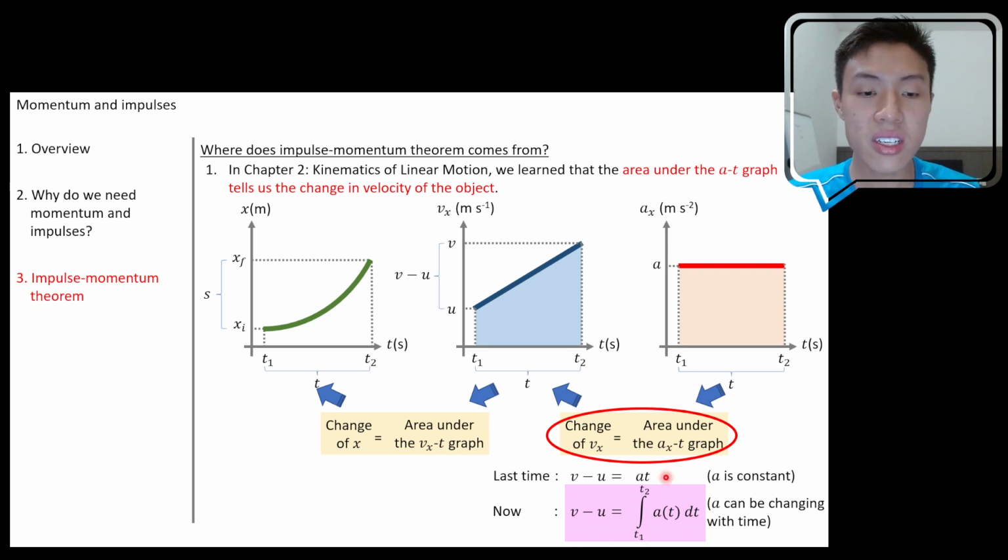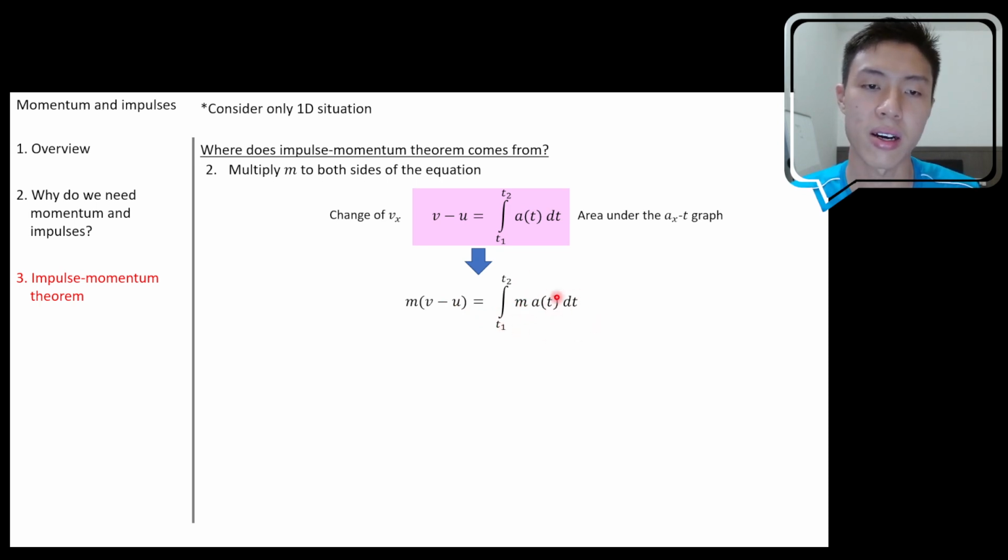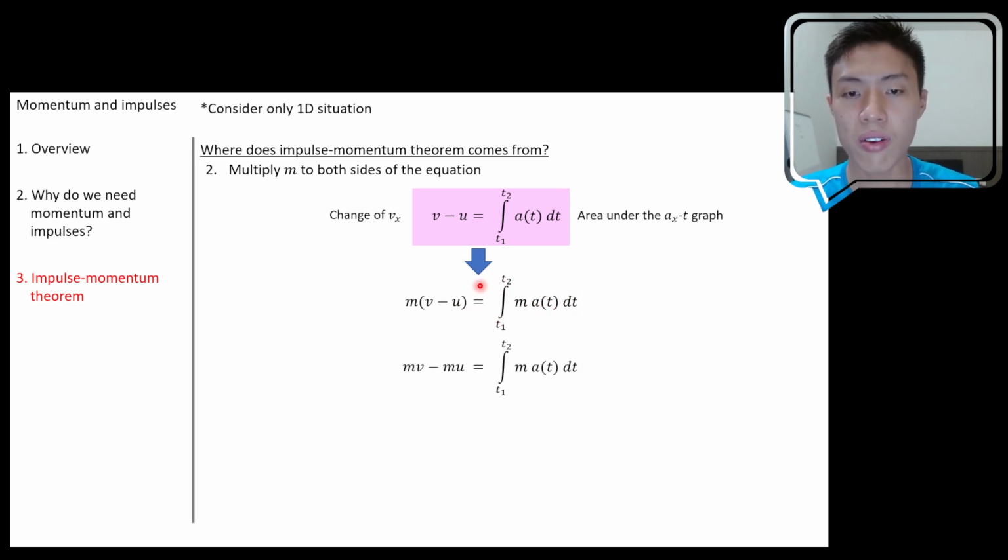I generalize this equation because I'm going to manipulate it to get our impulse-momentum theorem. Let's get right into it. This is our equation just now, where the change of velocity equals the area under the a-t graph. I'm going to multiply m to both sides of the equation. The left-hand side becomes m multiplied by v minus u. On the right-hand side, you multiply by m inside the integration bracket, so it becomes the integration of ma from t1 to t2.